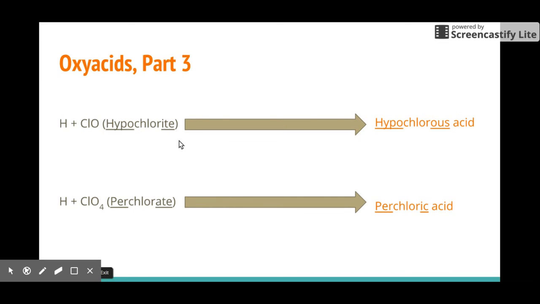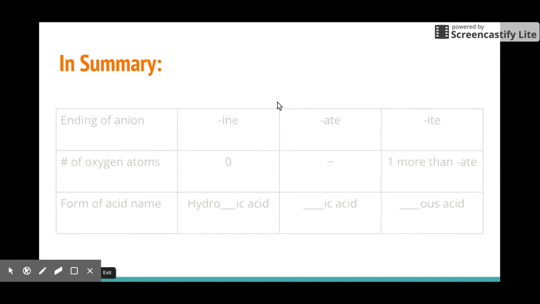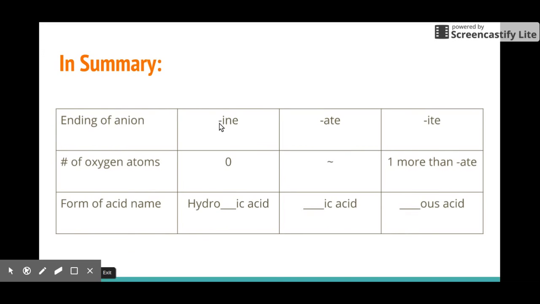All right. So in summary, I didn't go over the last two rare ones, but generally, when it ends with "ine," like chlorine or iodine, it has no oxygen atoms, and the acid takes the form of hydro-blank-ic acid. If it ends with "ate," it can have any number of oxygen atoms, at least one, and it will take the form of blank-ic acid. And if it ends with "ite," it'll have one fewer than the "ate" form. So if this has 3, then this one's going to have 2. If this one has 4, then that one's going to have 3, and so on. And this is going to end with blank-ous acid.